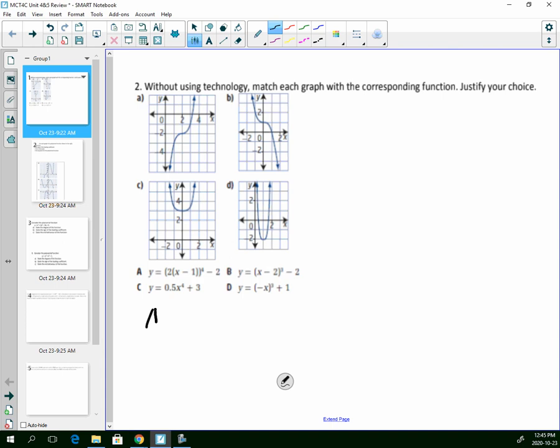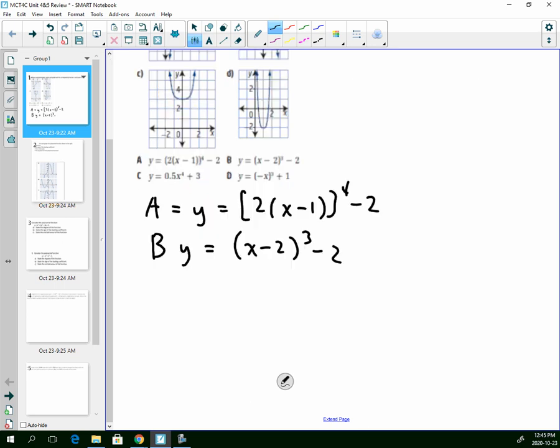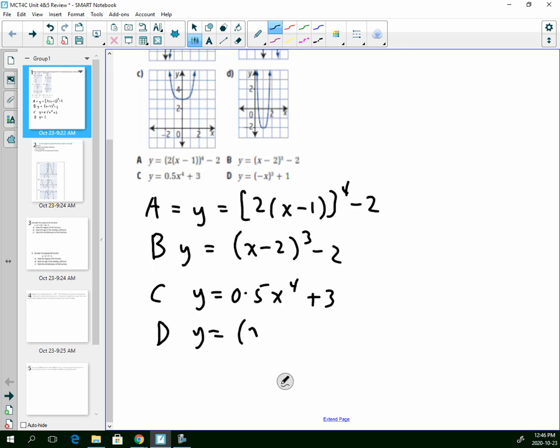So the first one, A, is a function to the power of 4, and B is a function to the power of 3, and then C is power of 4, and then D is power 3. Okay, so those are the 4, a little bit hard to read.